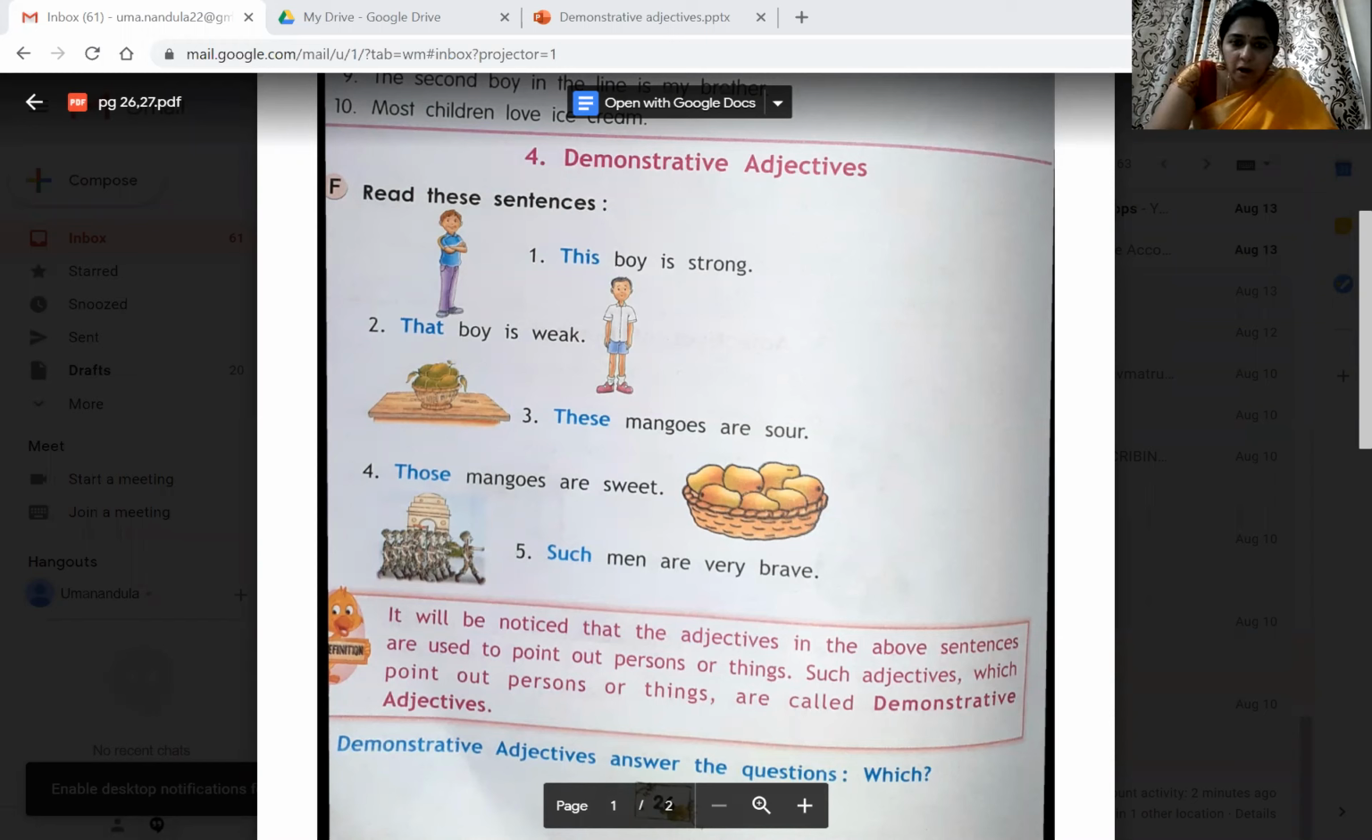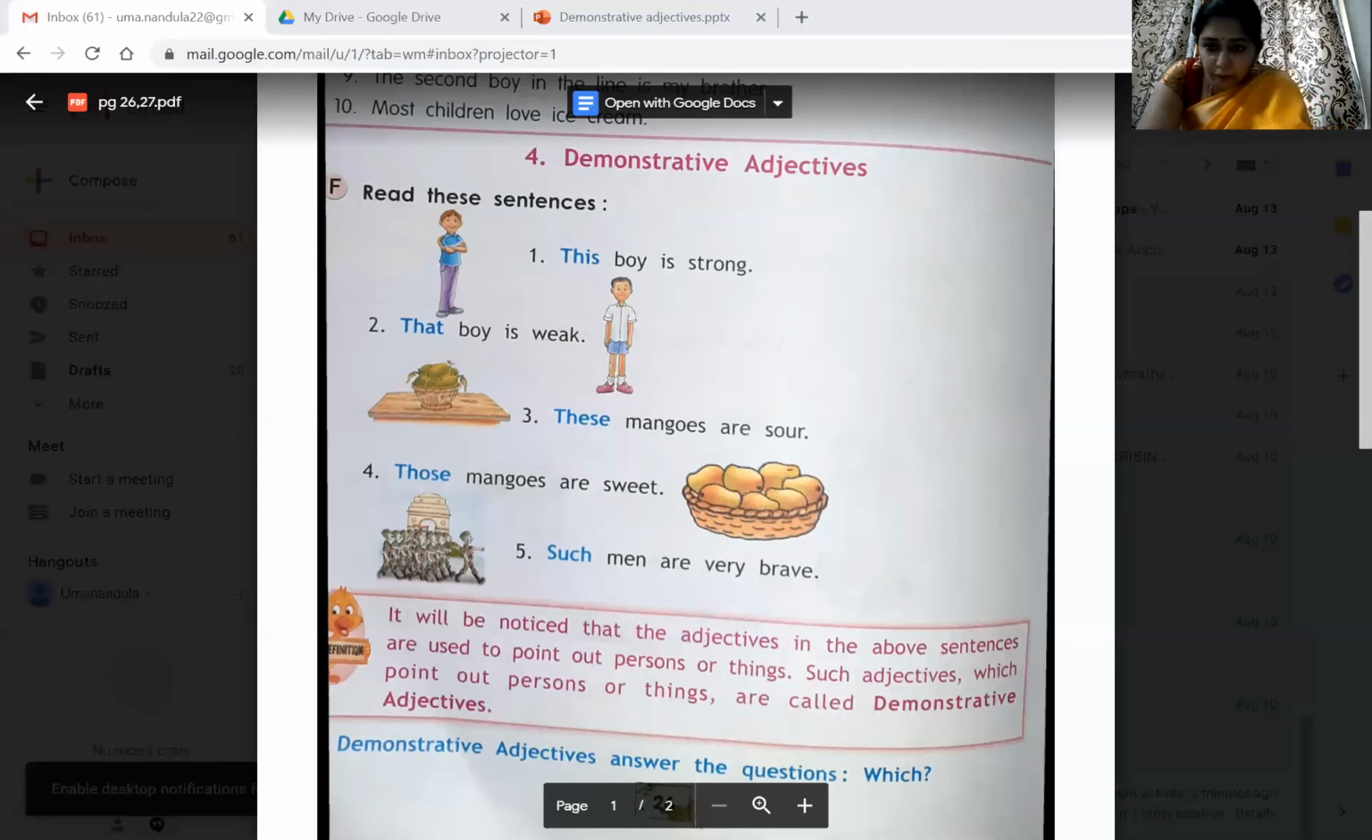This boy is strong. That boy is weak. These mangoes are sour. Those mangoes are sweet. Such men are very brave. And the words which are highlighted in blue color, this, that, these, those, such also are called as demonstrative adjectives. If I read the lines in pink, it will be noticed that the adjectives in the above sentences are used to point out persons or things. Such adjectives which point out persons or things are called demonstrative adjectives.